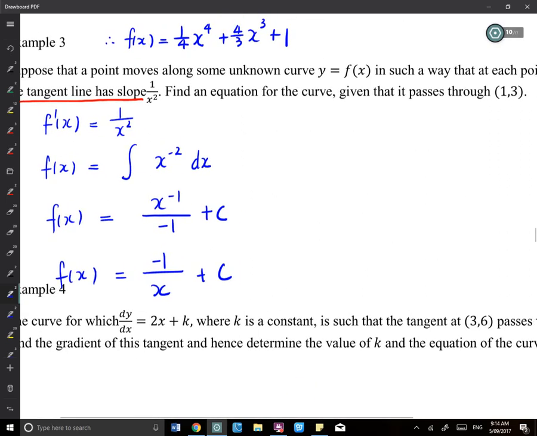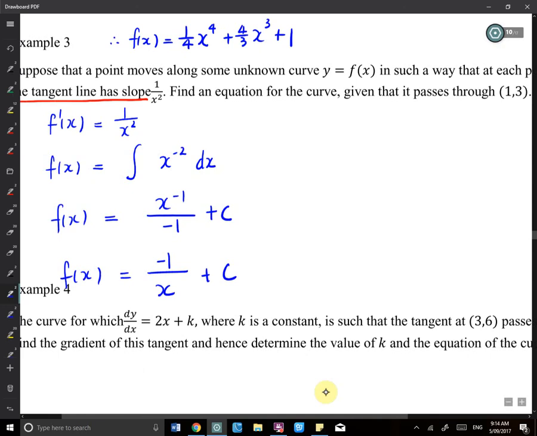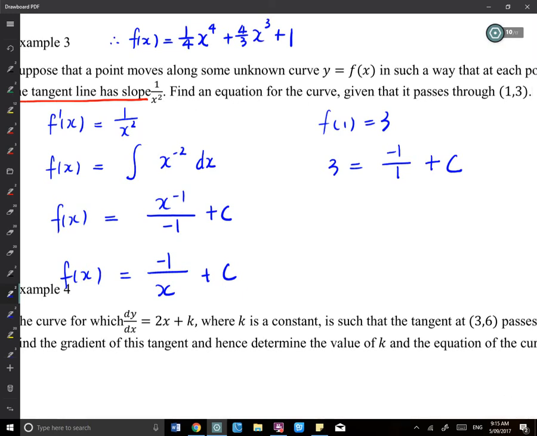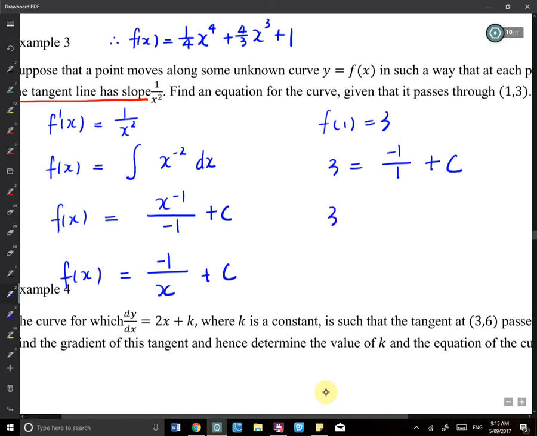Given that it passes through the point (1, 3), so f(1) equals 3. So 3 equals minus 1 over 1 plus c. So 3 equals minus 1 plus c, c equals 4. So f(x) equals minus 1 over x plus 4.